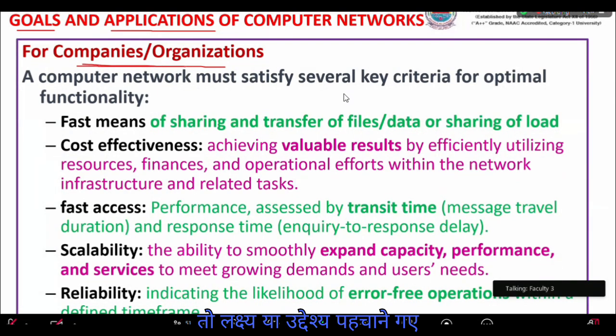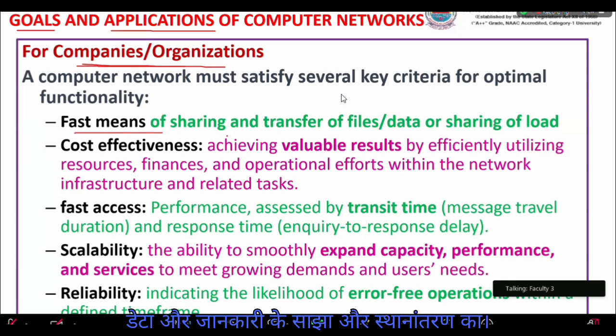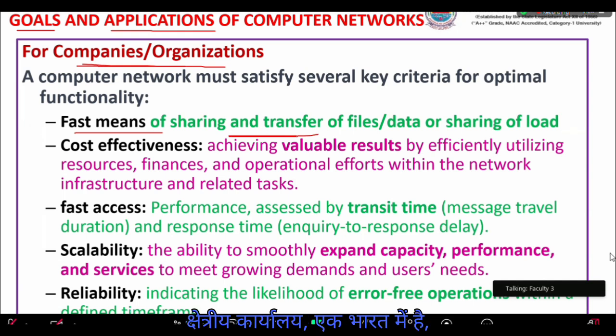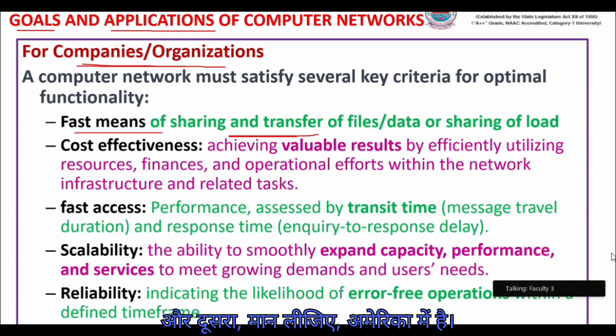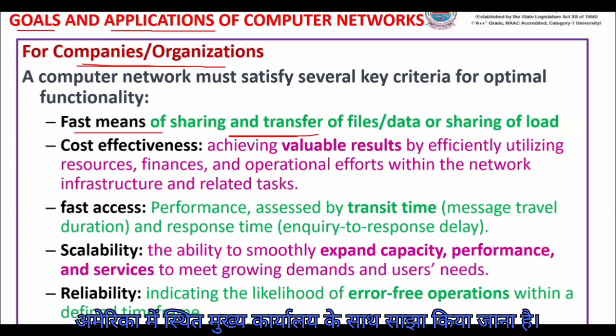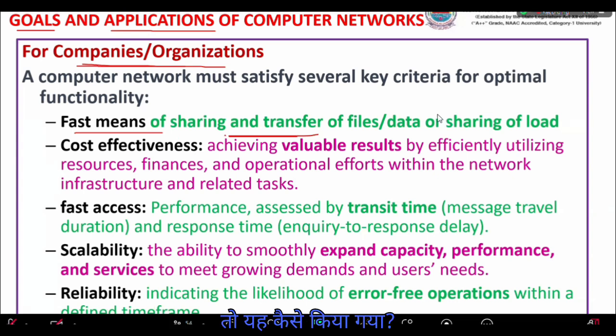So the goals or objectives were identified for companies and organizations. First thing was having a fast means of sharing and transfer of data and information. So earlier, suppose a company has its regional offices, one in India and the other in USA. So it's a multinational company, and data has been generated in India and that has to be shared with the head office located in USA. So how was it done?